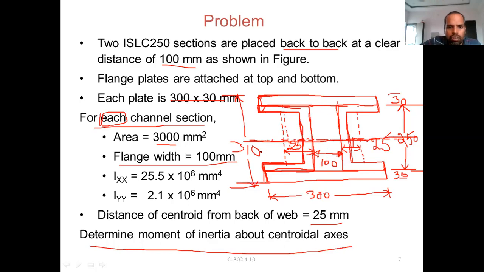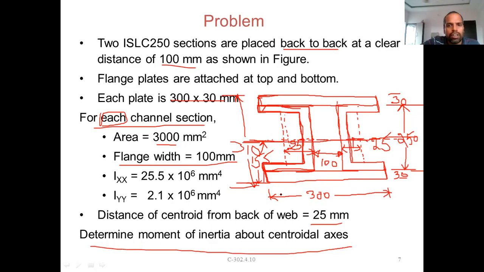If the axis of symmetry is at the midpoint, then where does the centroid lie? What is the total depth? 210. So it lies at a distance of 155. It means that y bar, the y bar of the built up section, is equal to 155 mm.